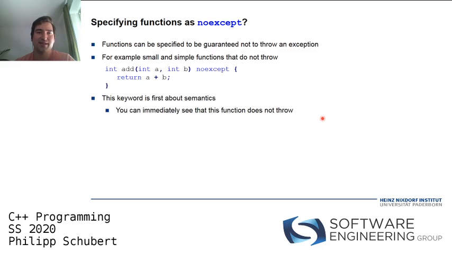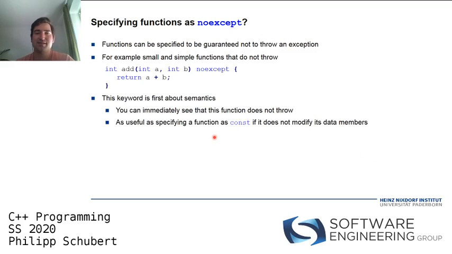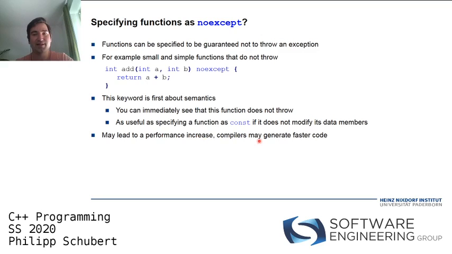First of all, the keyword is about semantics, so you can immediately see that this function does not throw an exception, which might be a good thing. I mean, it's of similar use in specifying member functions to be const. If the member function does not modify its data members, then again, it also makes sense to specify it as a const member function to indicate to users that this function does not modify its members, of course. It may also lead to a performance increase. So compilers may generate faster code if they have a noexcept function. So that might also be the case.